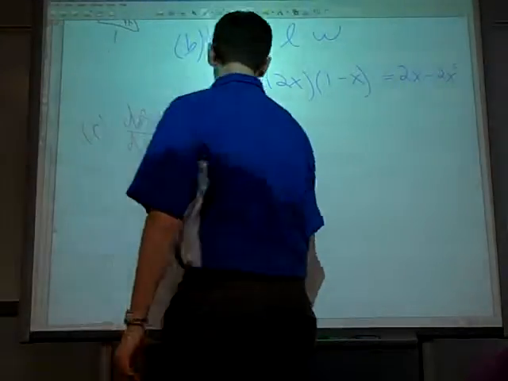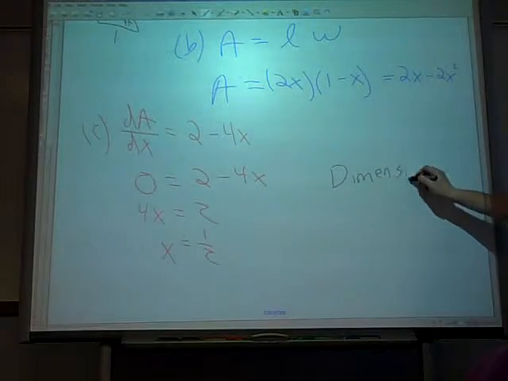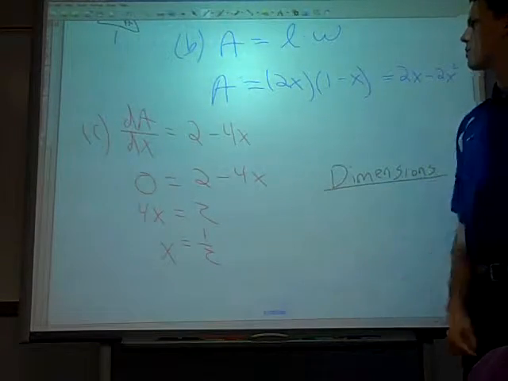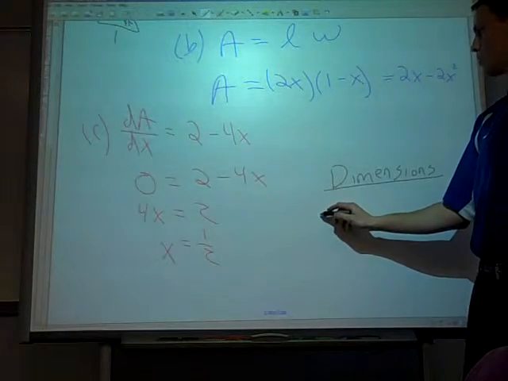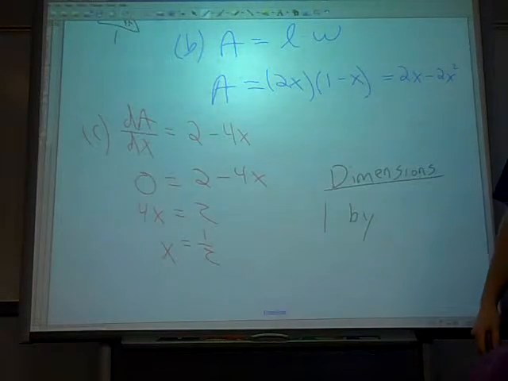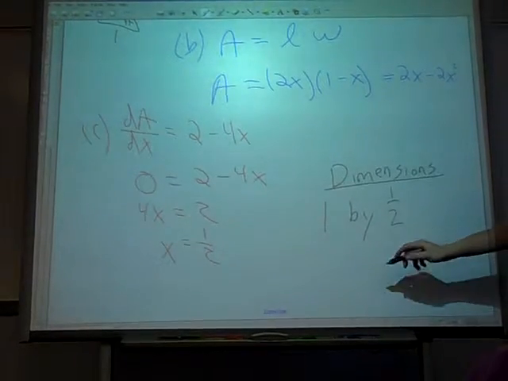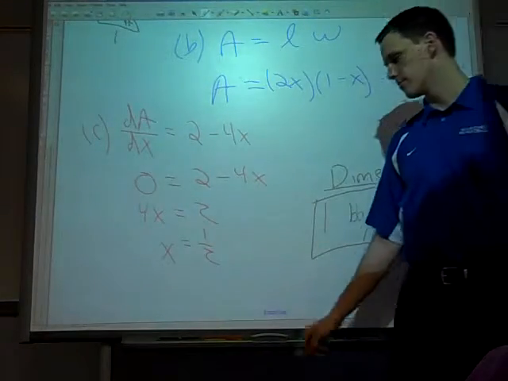So if x equals 1/2, my dimensions are what? Length by width. The length would be 1 by 1/2, and that's the end of the problem.